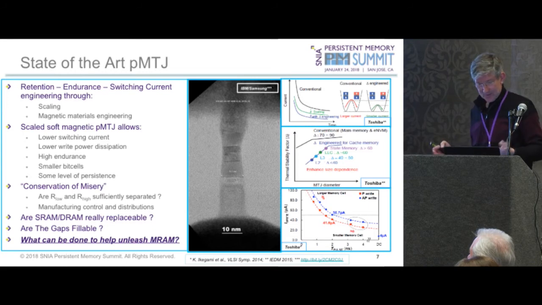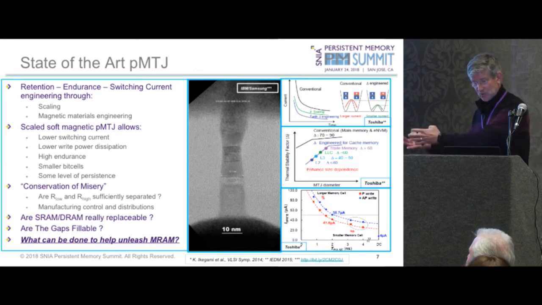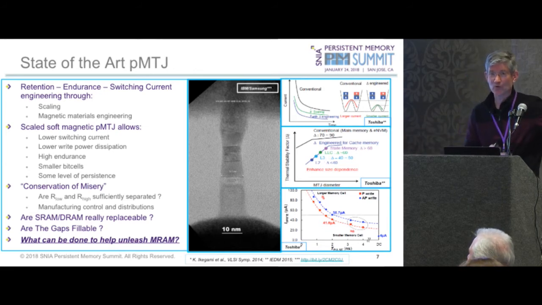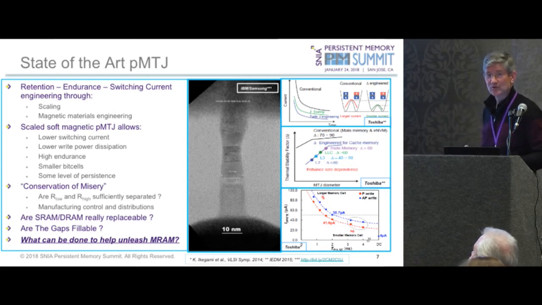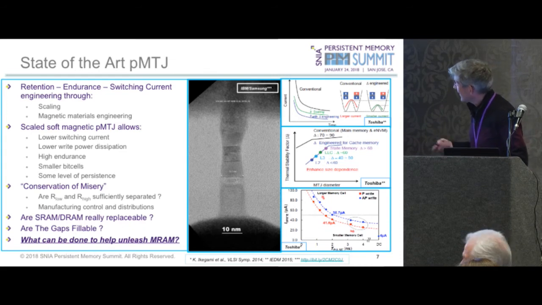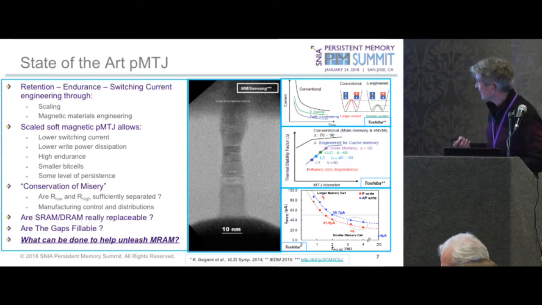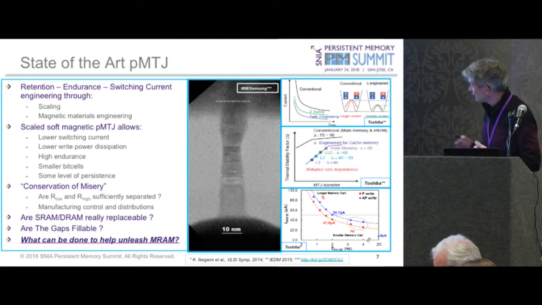After all these years, there's a conservation of misery in this area, because whenever you try to optimize one thing, something else falls apart, right? MTJs and MRAM are especially prone to this conservation of misery. You try and optimize one thing, something else falls apart. So are we getting there? Are SRAM and DRAM really replaceable? Are the gaps fillable? What can be done to help unleash MRAM?